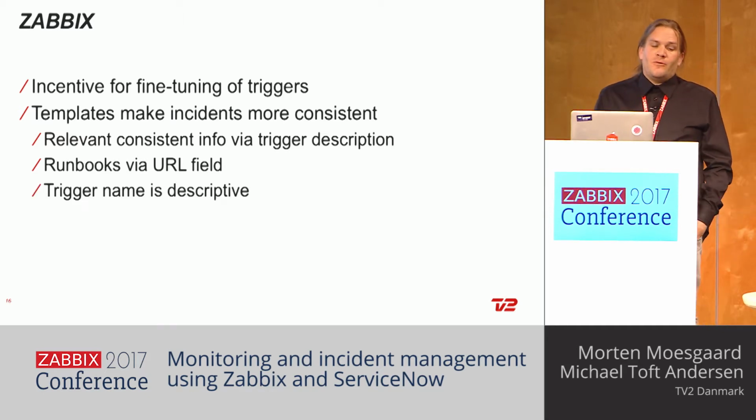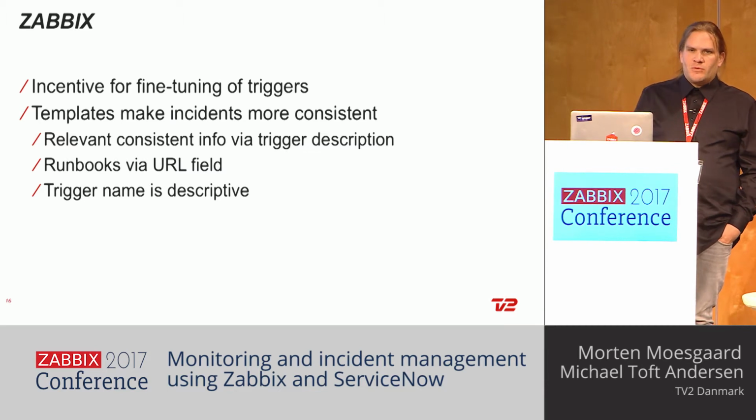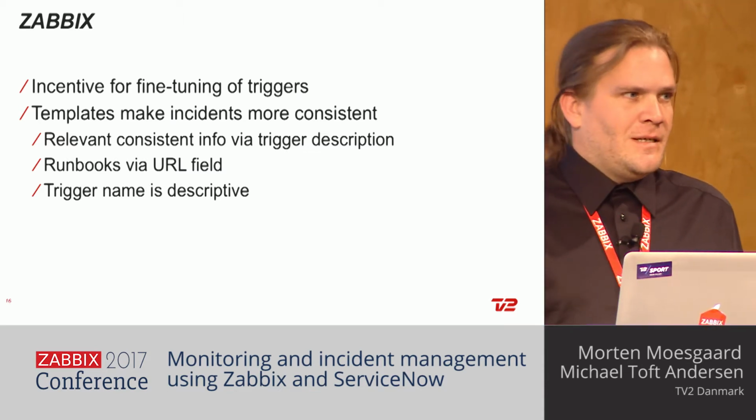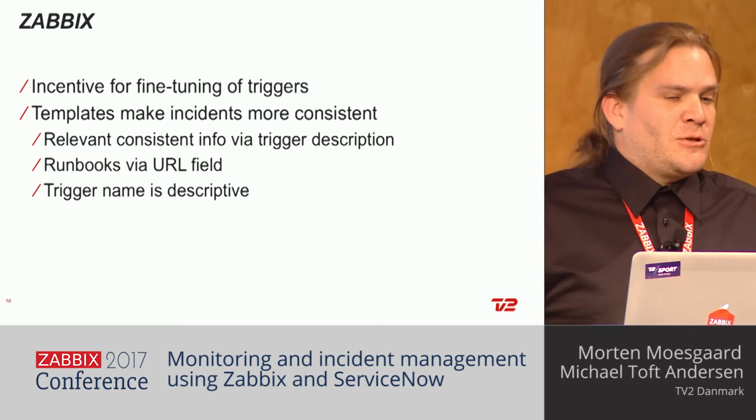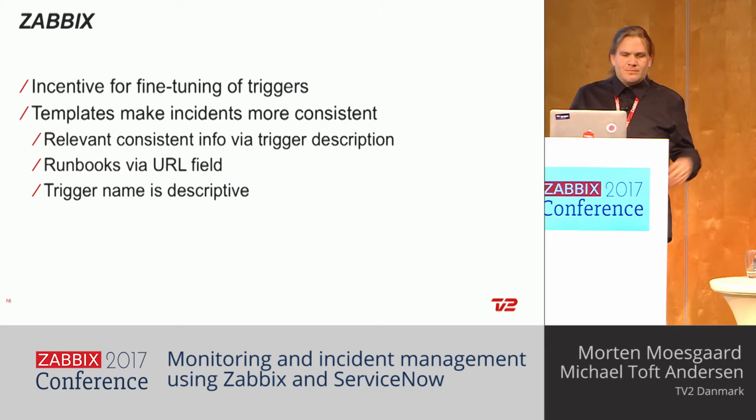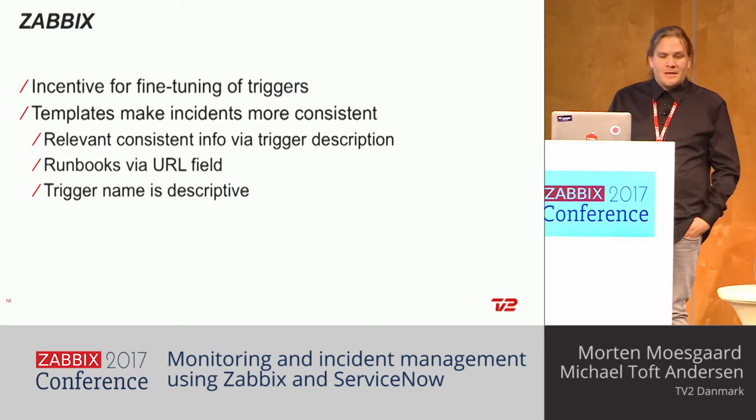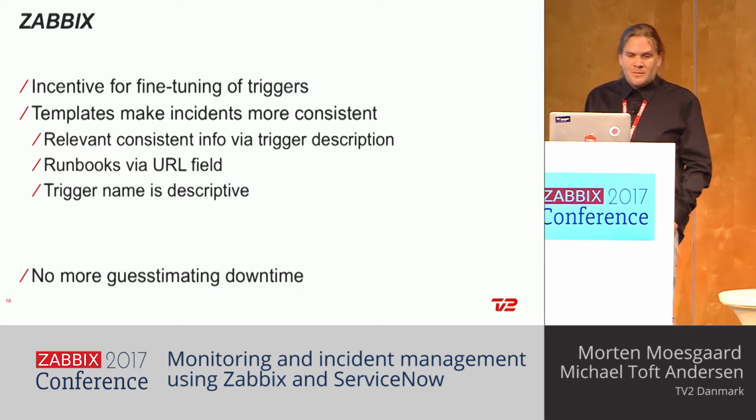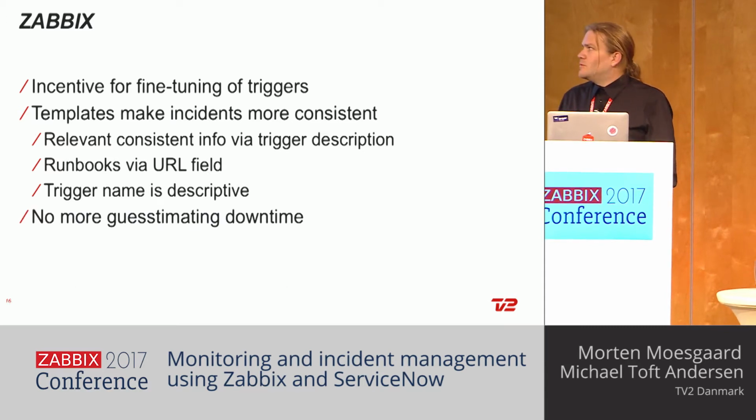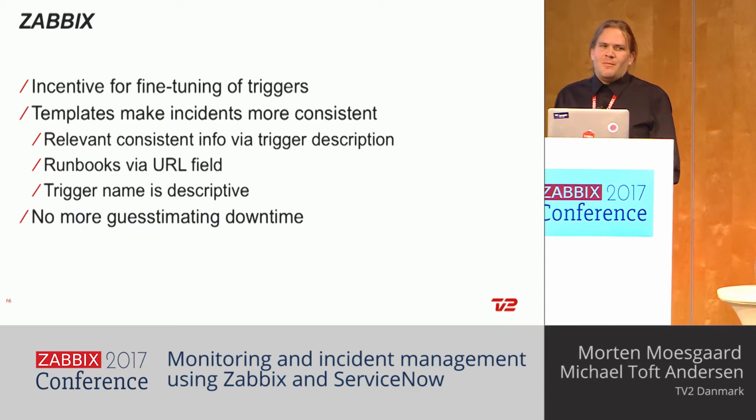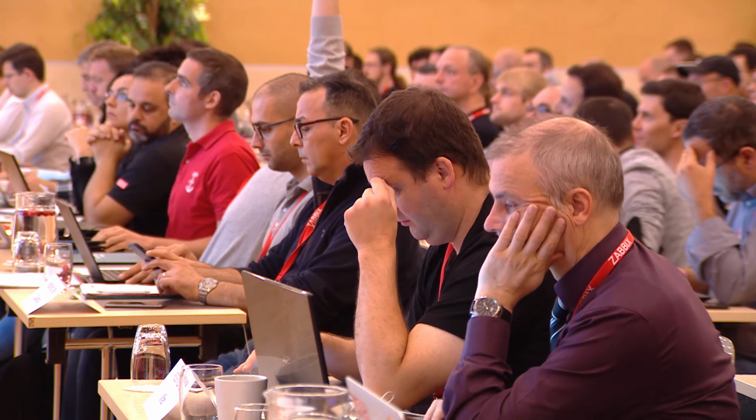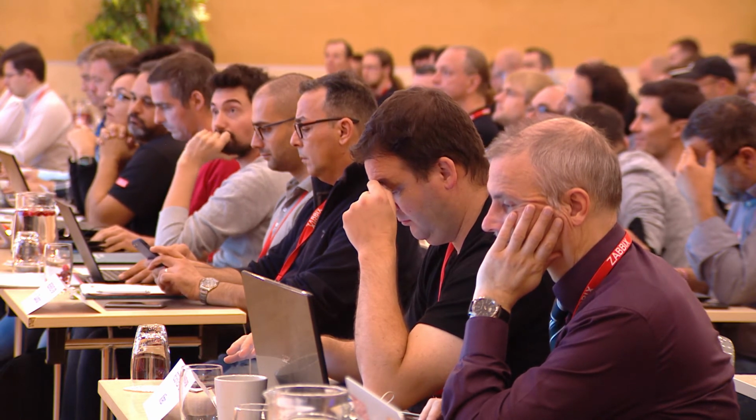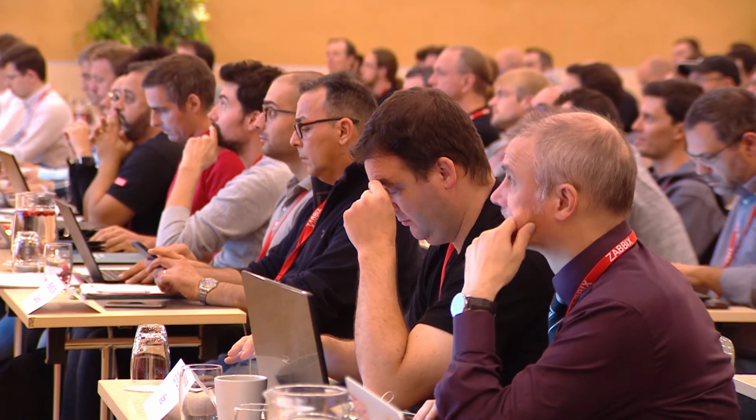And then we are forced to make the trigger names more descriptive, so that by the look of the trigger, we will know what the problem is, in short. It doesn't mean that it has to be a mile-long description of anything, it just has to be more precise. And there's no more guesstimation about what the downtime is. So, basically, in summary, we can now give non-technical people information in a non-technical way.